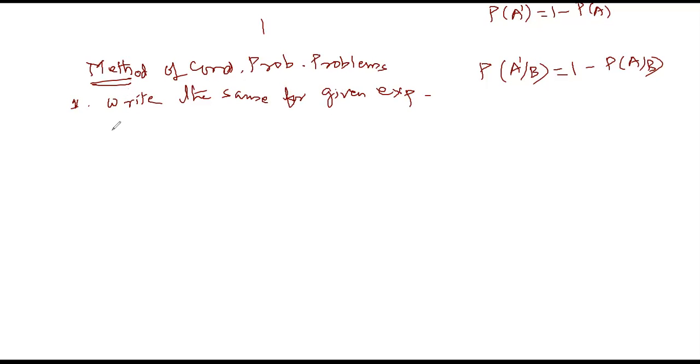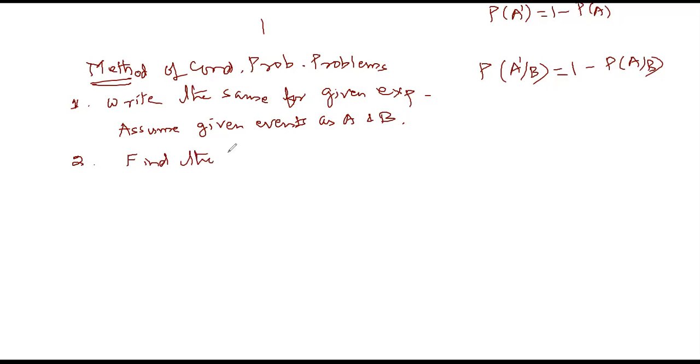Second, you also have to recognize the A and B events. You can assume the A and B events: one has already occurred, one we have to find. So assume the given events as A and B, which are associated with this sample space, because sometimes in a question A and B are not given. Then find the probability of the event.